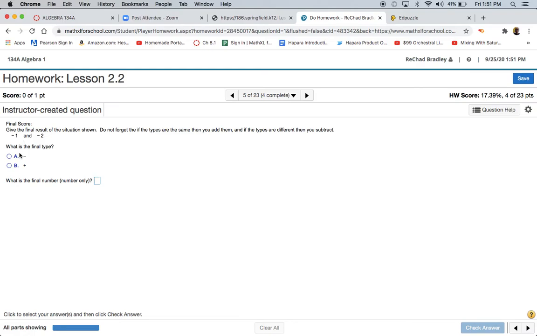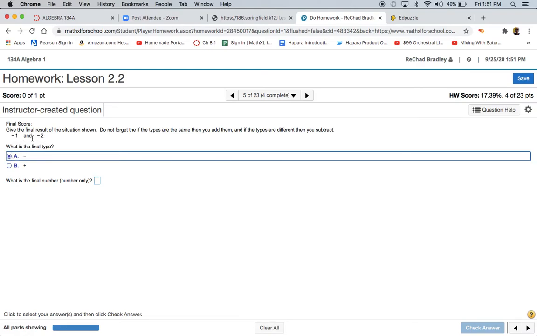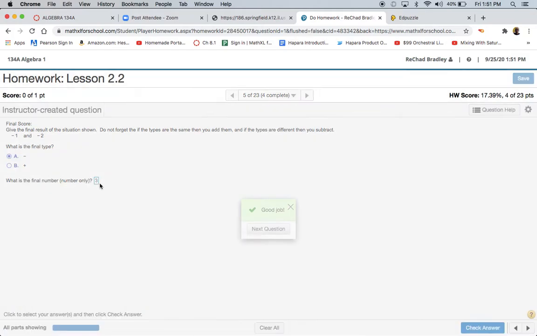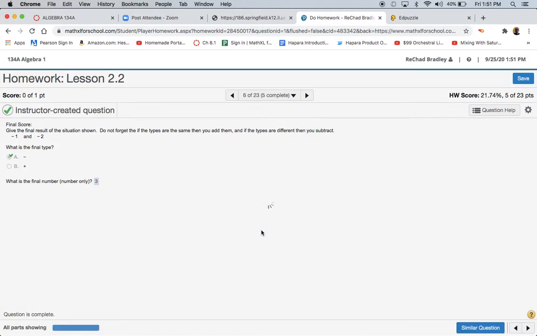Negative 1, negative 2. Because everything is negative, it must be negative, but they agree with each other, which means 1 and 2 make 3 altogether, because remember, they do work together on that one.